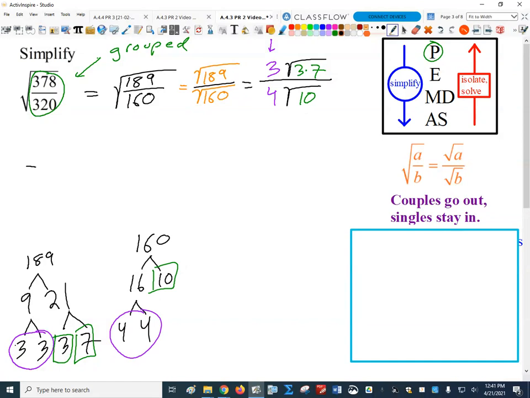So then, where are we now? On the top, we've got 3 times the square root of 21. On the bottom, we've got 4 times the square root of 10. So far, so good. There's really no other PEMDAS stuff for us to do. We just get stuck on exponents there. But am I done? Something's not right about this.